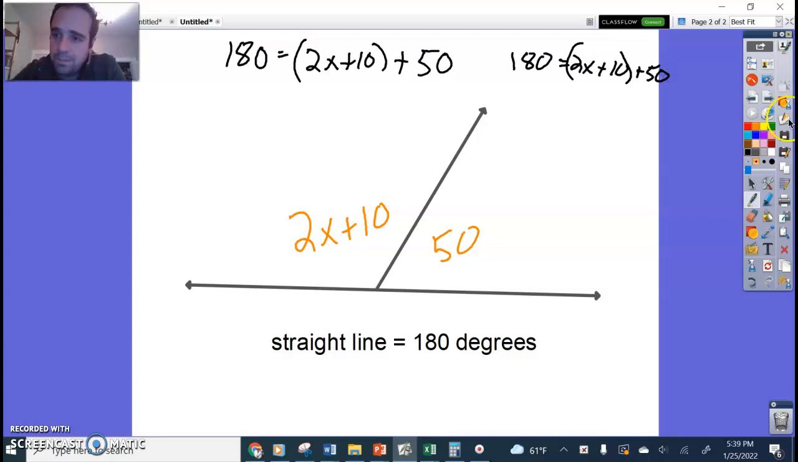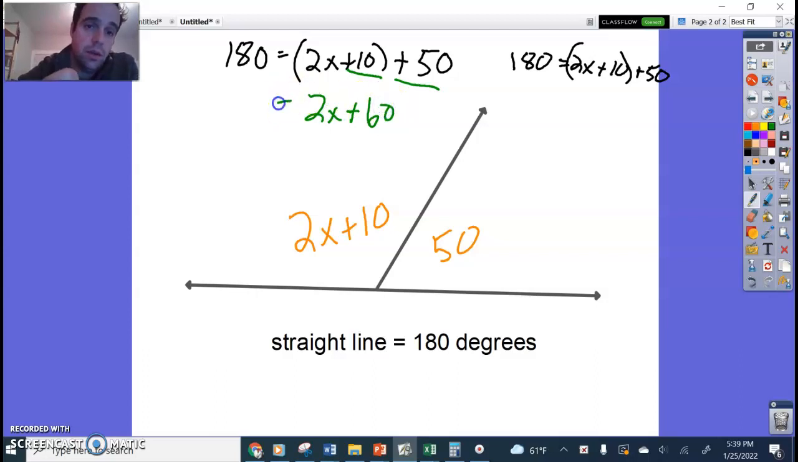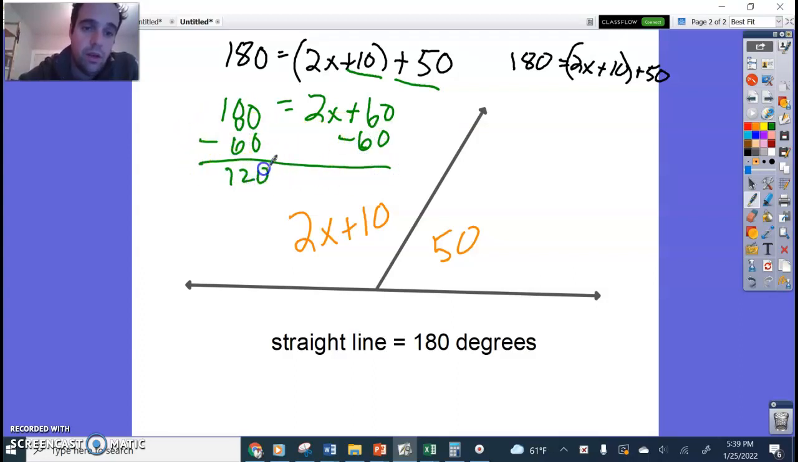So the first way is to combine like terms. I'll combine the positive 10 and the positive 50. They're both numbers. There's no x on them. So that would be 2x plus now 60 equals that 180. Then I can subtract 60 from both sides using a two-step equation format. So I have 120 equals 2x, divided by 2. So x should equal 60.